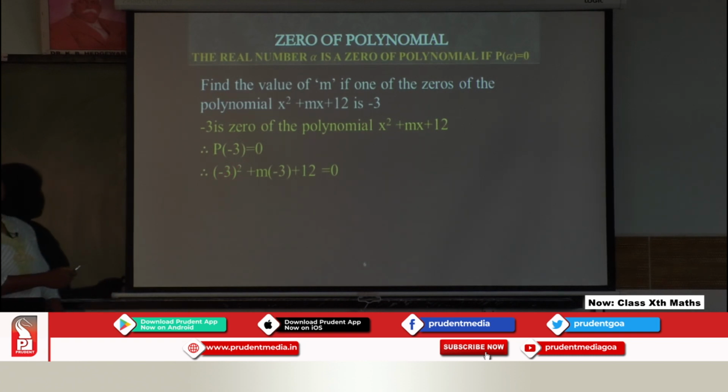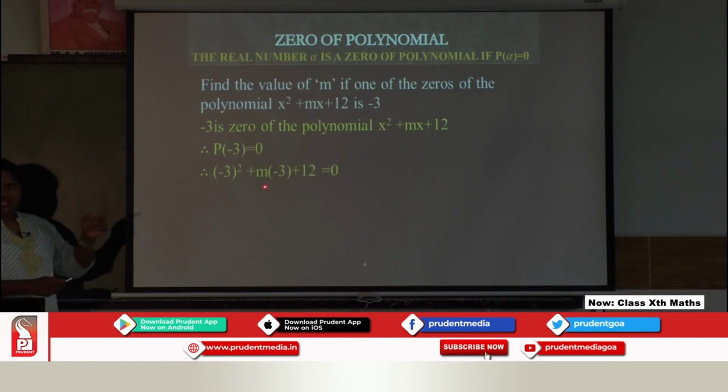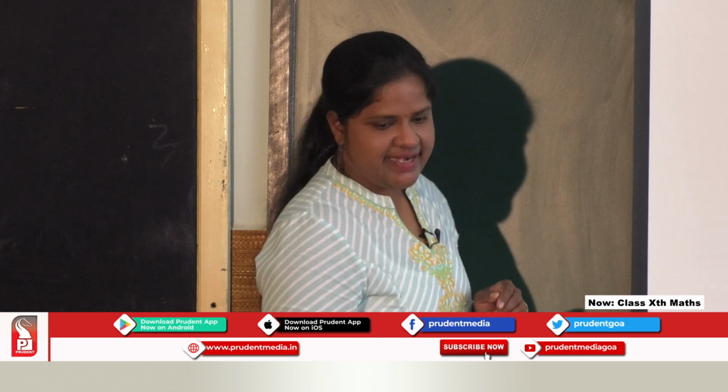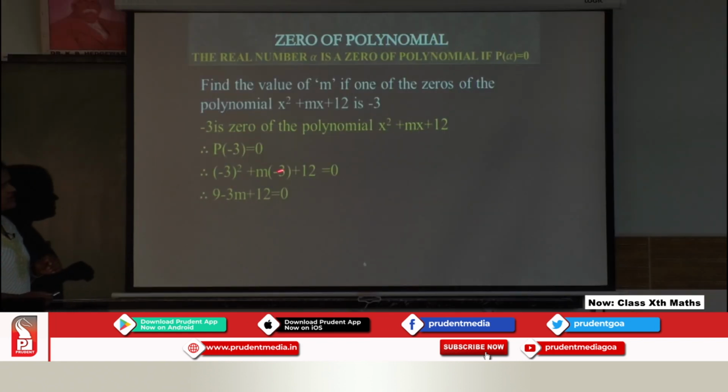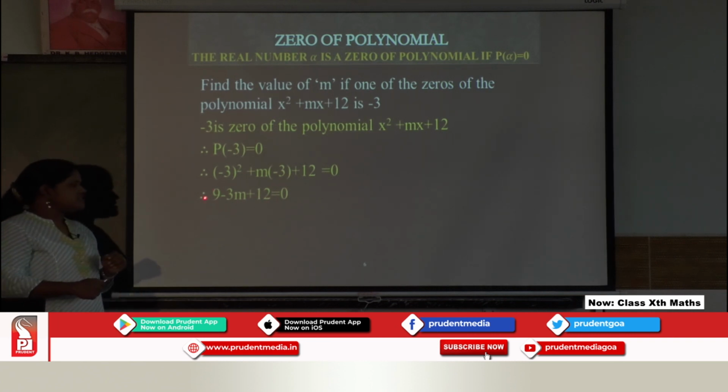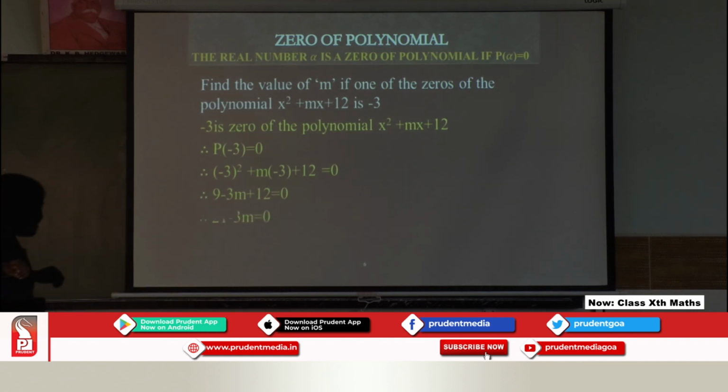So minus 3 square is what? Minus 3 into minus 3 will give you positive 9, and m into negative 3 will give you minus 3m plus 12. So in the next step we get here 9, then negative 3m plus 12. Now just solve this. These are both constants, 9 and 12. So what do you get in the next step is that after adding you get 9 plus 12, you get 21, minus 3m is equal to 0. You can shift this term to the other side. So 21 will become negative 21.